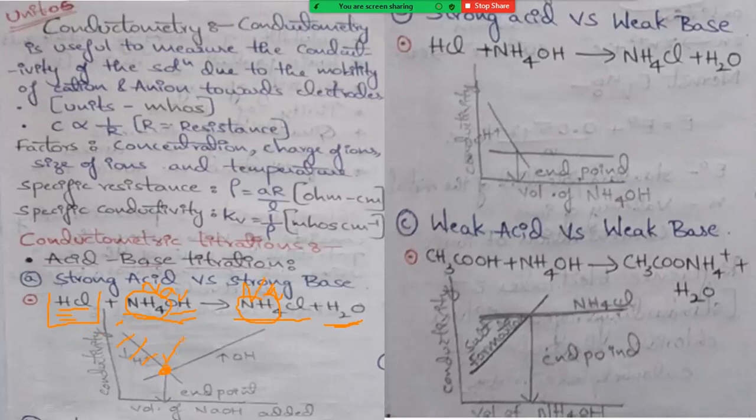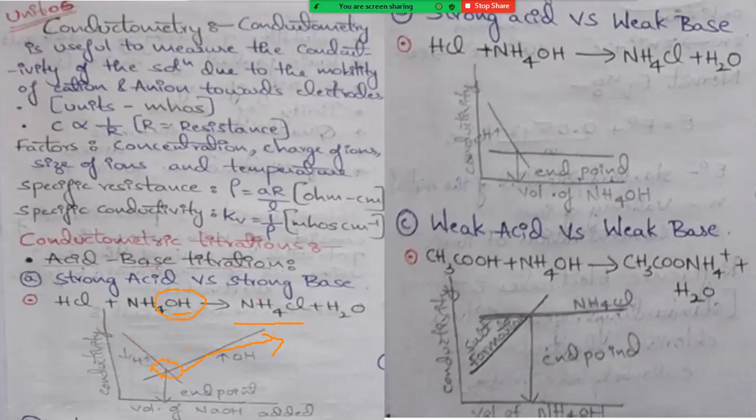Now what happens after adding NaOH after the end point? There are no H+ ions available, all are completely consumed. So when we slowly add OH- ions, these OH- ions will give increased conductivity values. Why? Because the solution only has OH- ions and salt. So OH- ions will give increased conductivity, right? This graph tells us about the end point.